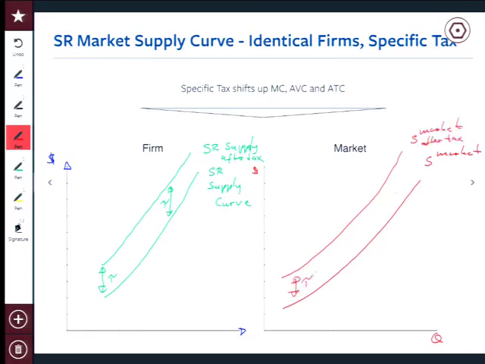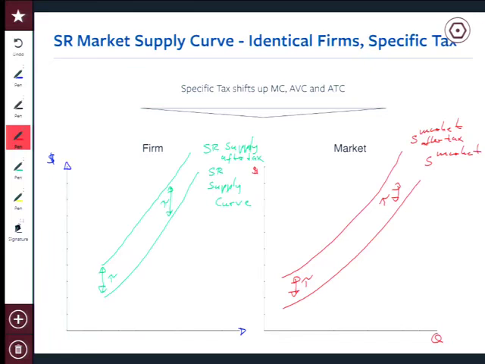So if you have a specific tax, the specific tax moves up average variable and marginal cost curve for the individual firm, which of course means that the firm's short-run supply curve is shifted up by the amount of the tax. Since the market supply curve is simply the horizontal sum of the short-run supply curves after and before tax, right? The market supply curve gets shifted up by the amount of the tax. So if you charge a $5 specific tax for the production of widgets or M&Ms or Hershey's or whatever you want, all that does is it shifts up the firm's and the market supply curve by exactly that tax amount.